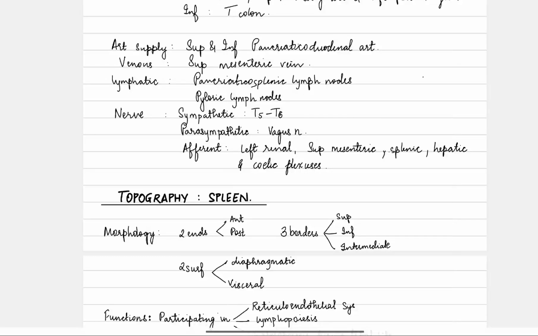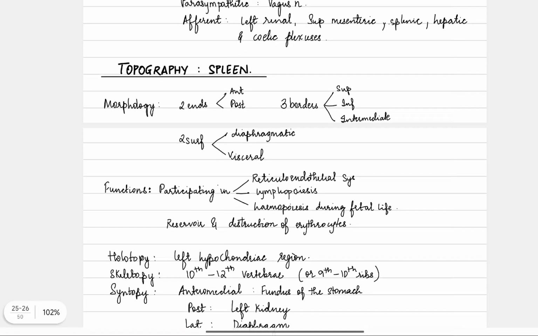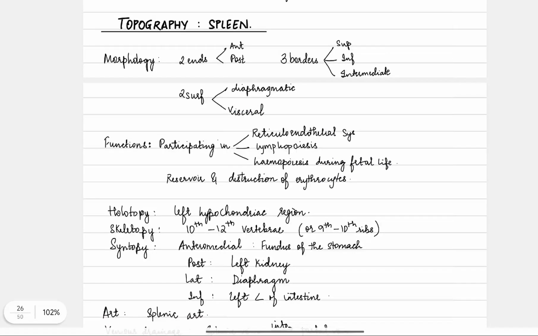Now next is topography of spleen. There are two ends, anterior and posterior, three borders, superior, inferior, intermediate. Two surfaces, diaphragmatic and visceral. It participates in the reticuloendothelial system, lymphopoiesis, hemopoiesis during fetal life. It is a reservoir and destroys erythrocytes.